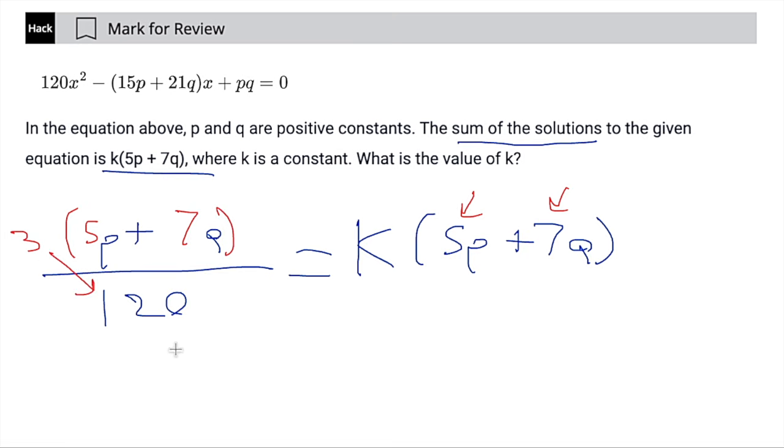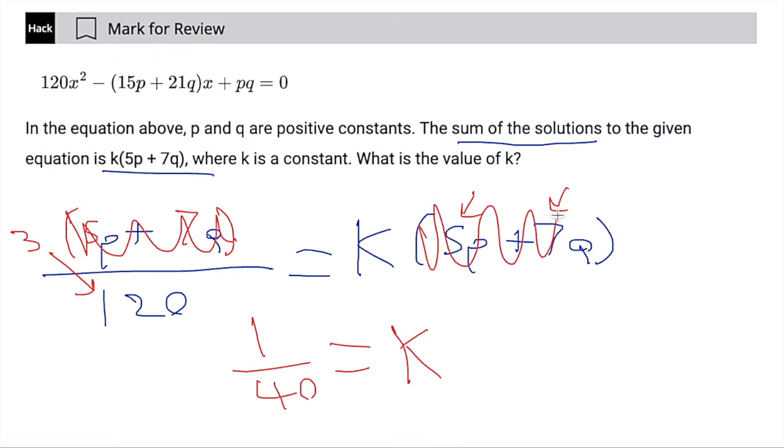3 over 120 is going to simplify to 1 over 40. And that would be equal to k using our matching, right? Because now all of this stuff we can basically just treat like a coefficient. So k equals 1 over 40.